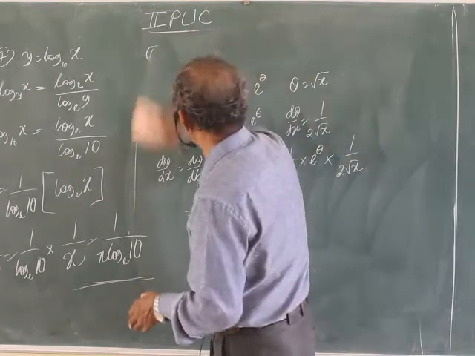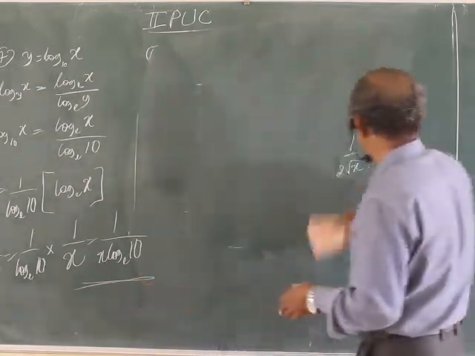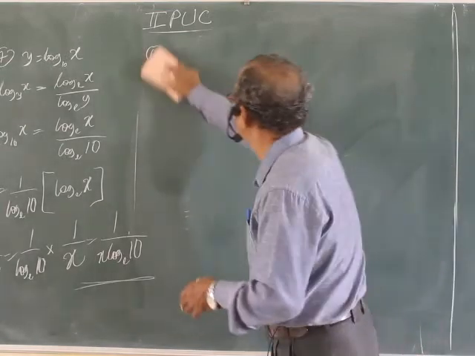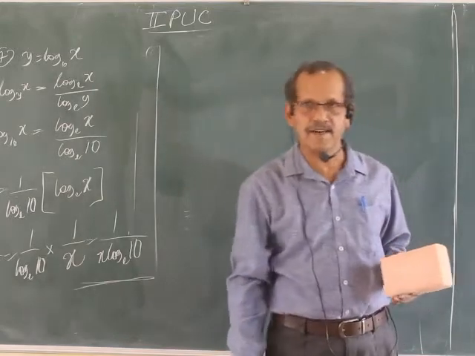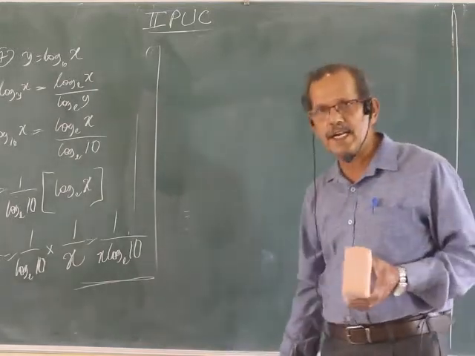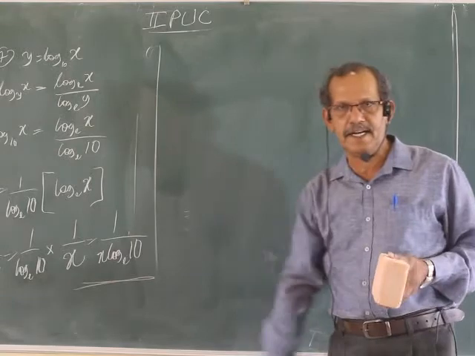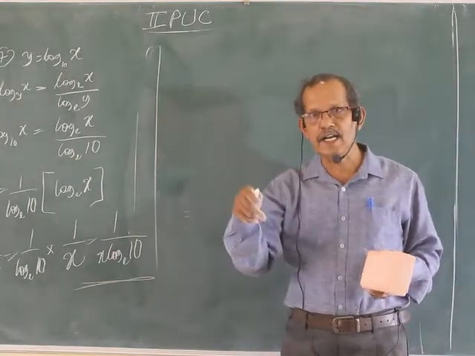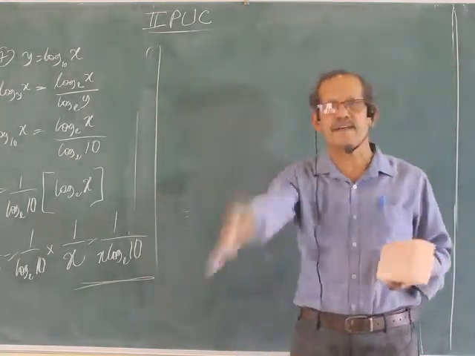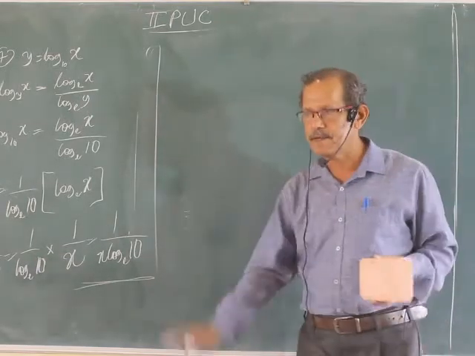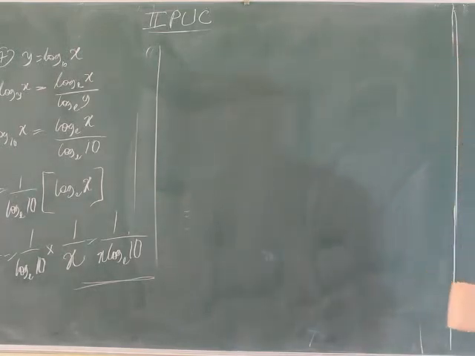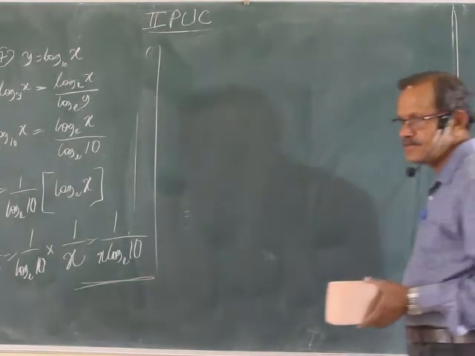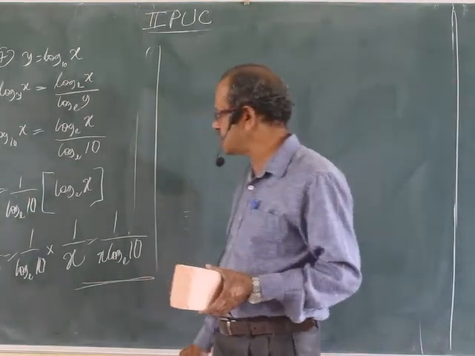Derivative of log x, but if the base is other than e, then also convert this. Same type of problem we did in trigonometric functions. If the angle given is in radian, there will be no complication, right? Straight away. But if the angle is in degree, what you have to do? Convert that one into radian, then find the derivative. Similarly here.